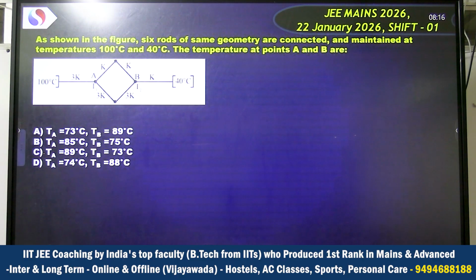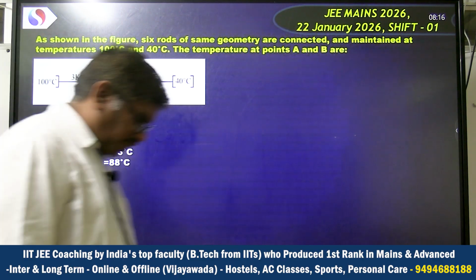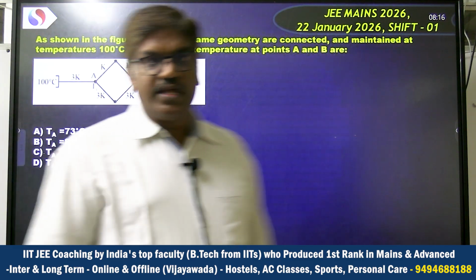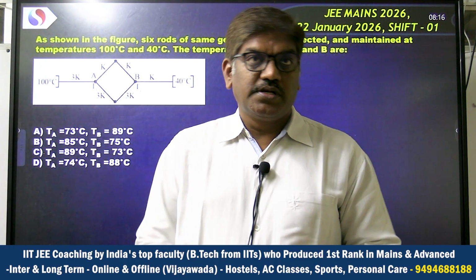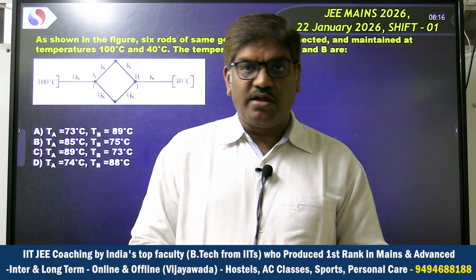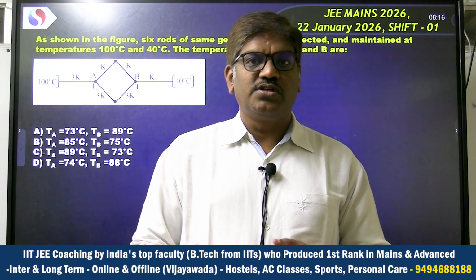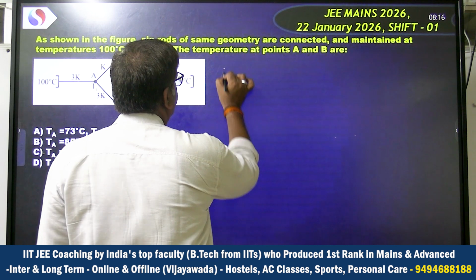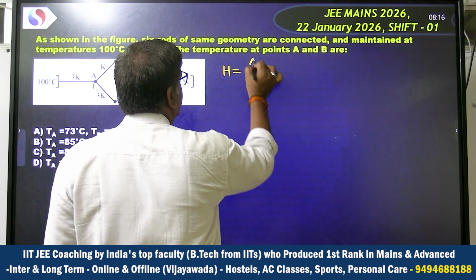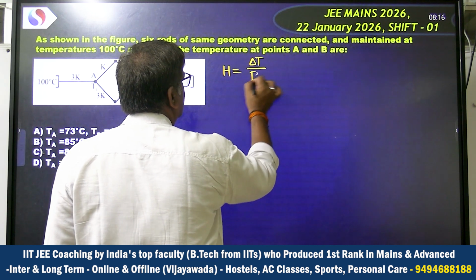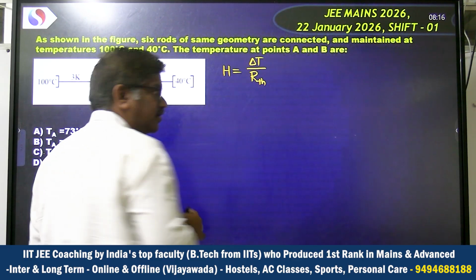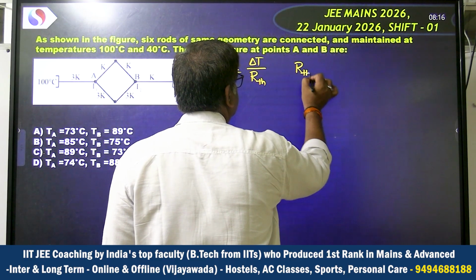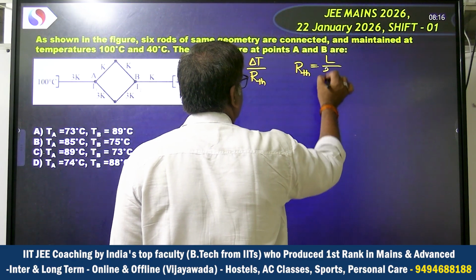Okay. So, a question of heat conduction. Generally, in heat conduction questions, when they are asking the temperature of the junctions, we always use the analogy of an electrical circuit. As you know, the heat current is given by delta T by thermal resistance R through any rod. The thermal resistance will be given by L by KA.